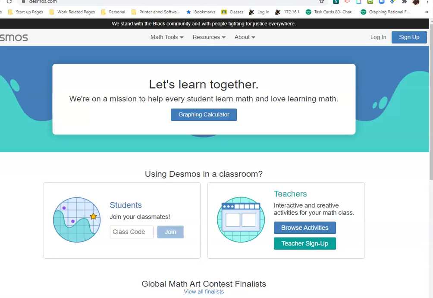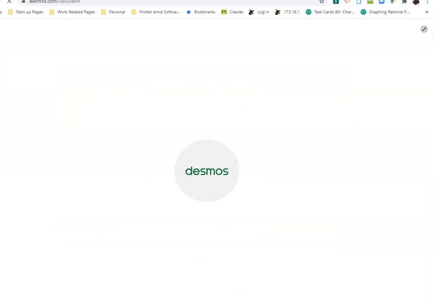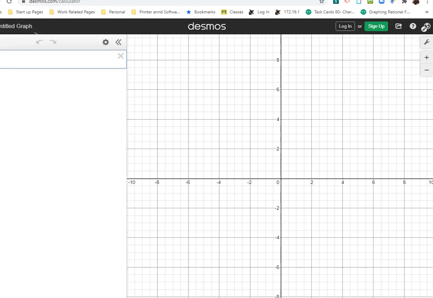Okay, when you go to Desmos' website, which is desmos.com, and when you load it up, you're going to get this screen right here, and you're going to go ahead and click on Graphing Calculator. And it's going to pull up your graphing calculator.